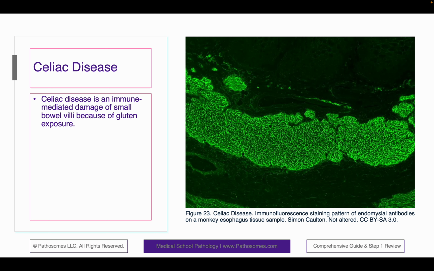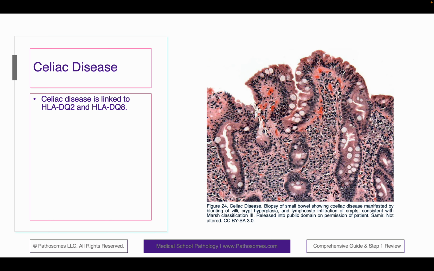Now, this is an important topic. You're going to see this for sure. Celiac disease. Celiac disease is an immune-mediated damage of small bowel villi because of gluten exposure, okay? And we can see that on immunofluorescence showing the staining of endomysial antibodies, right? And more importantly, celiac disease is linked to HLA-DQ2 and HLA-DQ8, okay? All you future pathologists out there, this is what celiac disease looks like under the microscope.